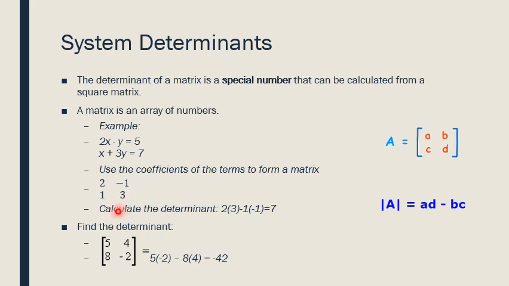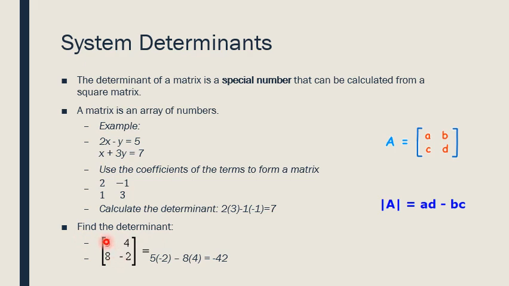And to calculate the determinant of this, I'm just going to do diagonal products. 2 times 3 minus 1 times -1, and then I calculate it. So 2 times 3 is 6, minus 1 times -1, which would be minus -1, would be plus 1, and so 6 plus 1 equals 7. So 7 is the determinant of this set of equations. Find the determinant.